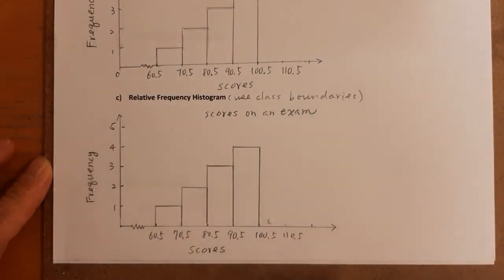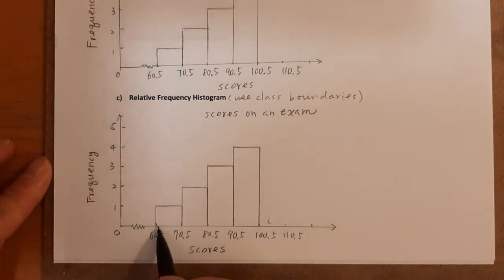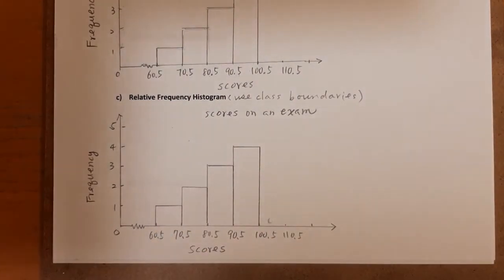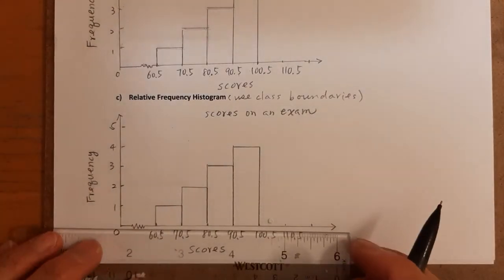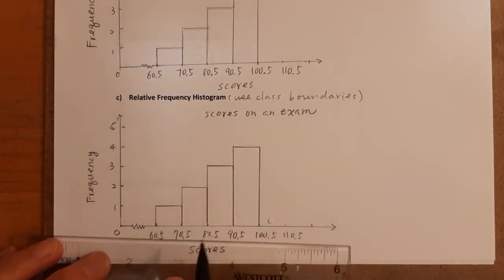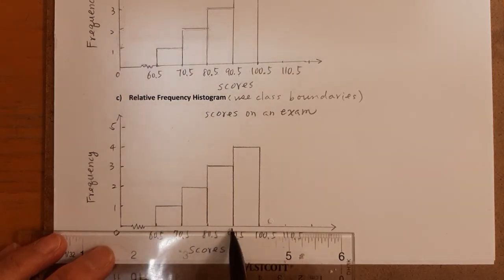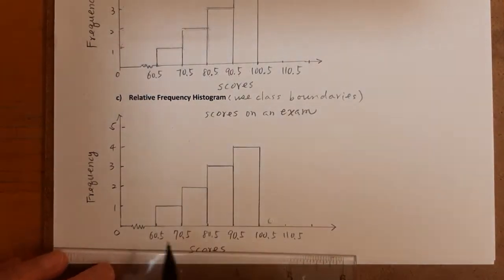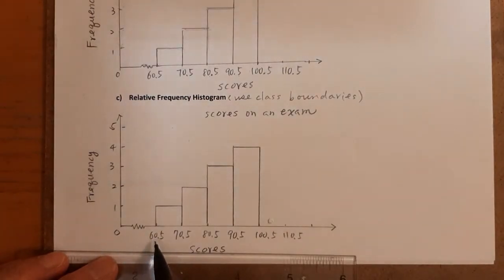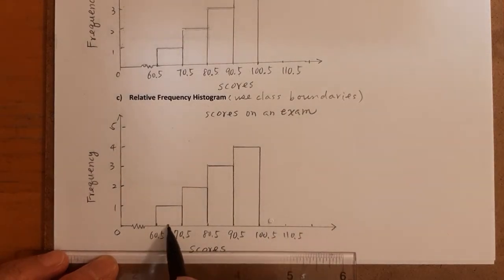For the horizontal axis, you start at 0 and those zigzags. Then start at 60.5 and use the ruler. Then measure equal lengths. And mark: start at 60.5, add 10, 70.5, add 10, 80.5, add 10, 90.5, add 10, 100.5. So those lengths should be equal.